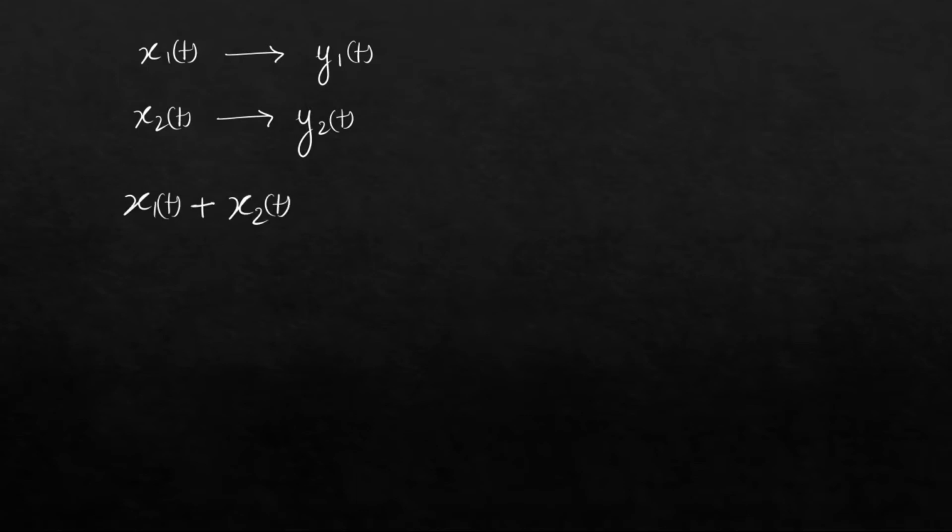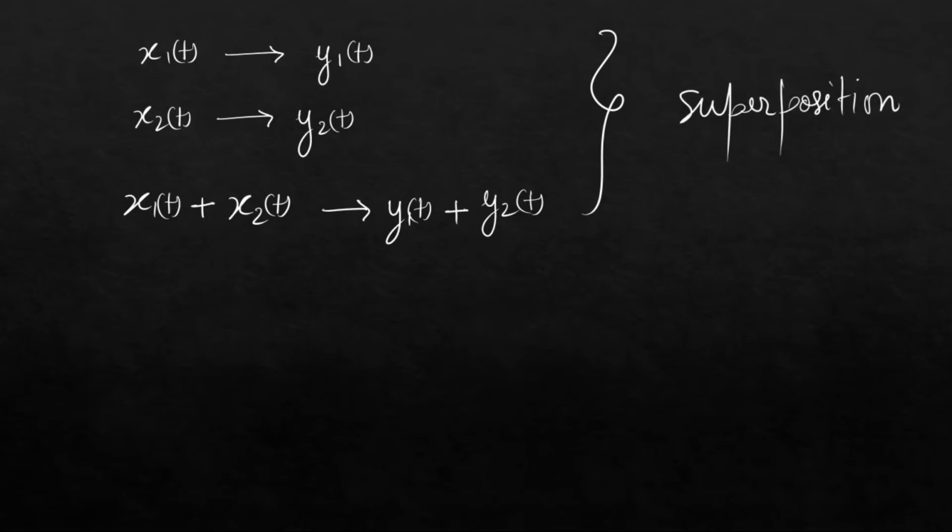But if the input is x1(t) and the output is y1(t), and again if the input is x2(t) and the output is y2(t), now if you input x1(t) plus x2(t), then we get the output y1(t) plus y2(t). Then it is known as superposition. That is, when we have multiple inputs, we superimpose those inputs and the output will be the superposition of the individual outputs. So that is the condition for superposition.